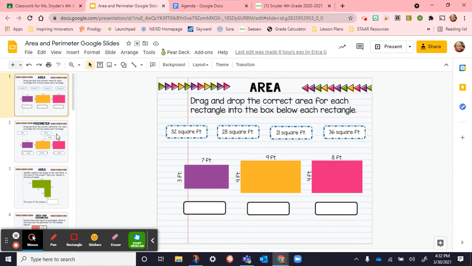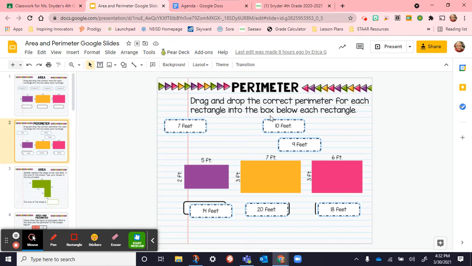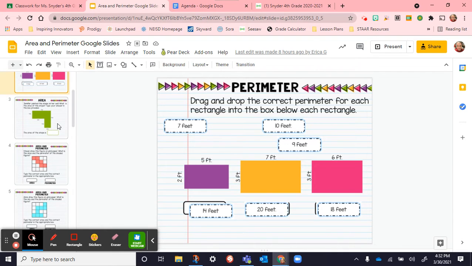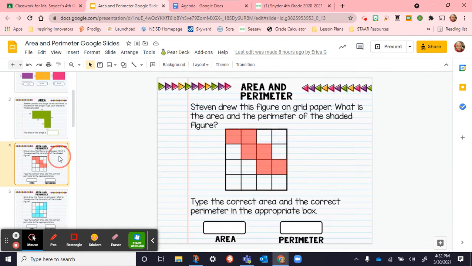So you're going to skip page 1, go down to page 2, and look at the ones that say perimeter. Okay, so we were checking out some of those together. This next one is area and perimeter. So you're going to skip the area part and look at perimeter.